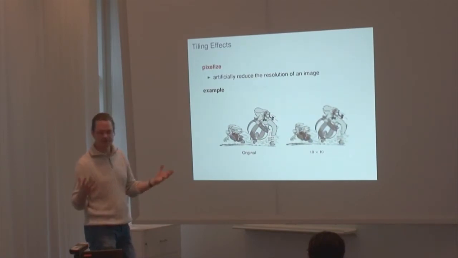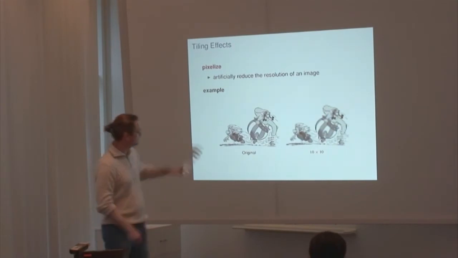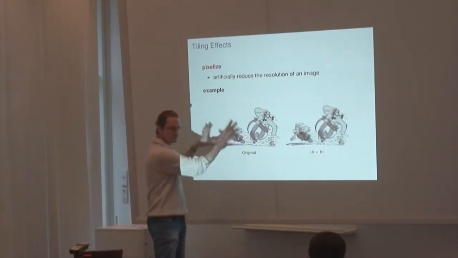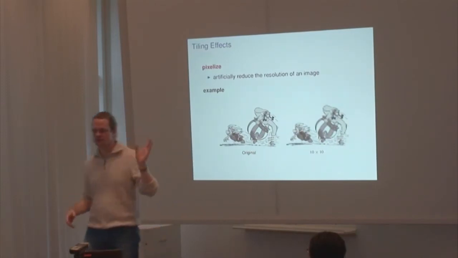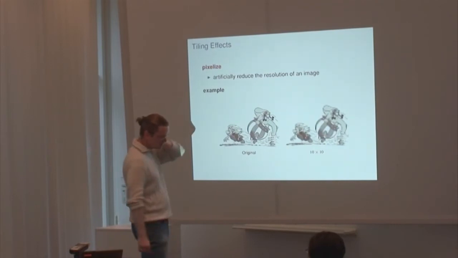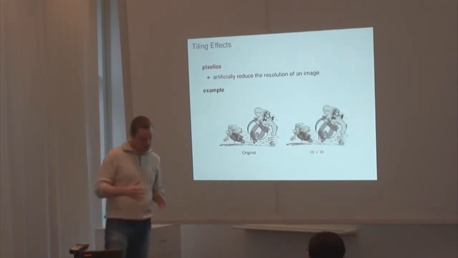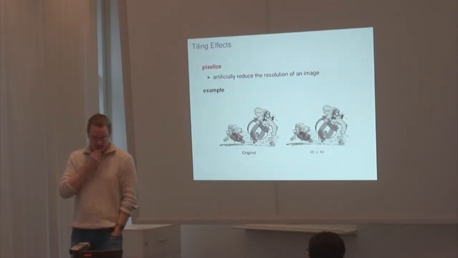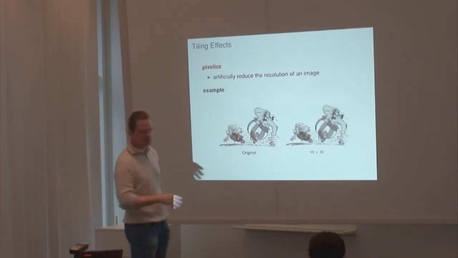We can think of this effect as artificially reducing the resolution of an image. By that I mean that if this was the original and we would zoom into it, it would become blocky. We saw that at the very beginning of our lecture, because images are digital in nature, that is, their space, domain and range are discrete. So if you enlarge them large enough, they become blocky. We can do that artificially.